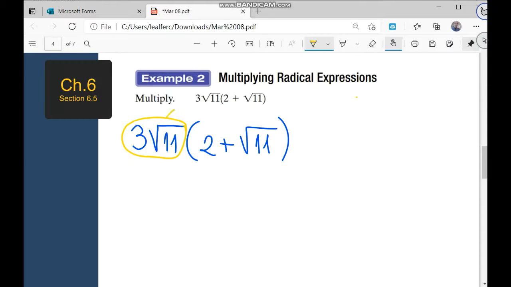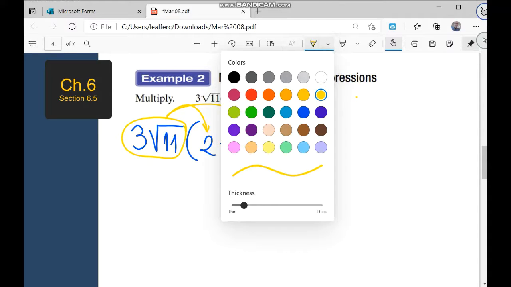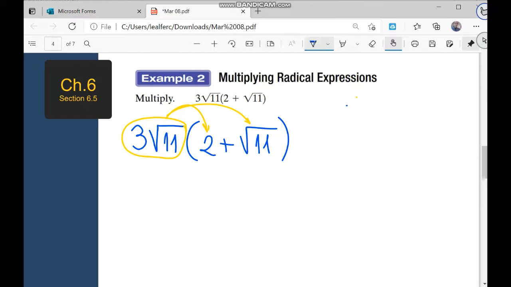Remembering and applying the distributive property, because you're going to multiply this term by the first one inside the parentheses and also by the second one inside the parentheses to find the final answer. Okay? So this is going to be equal to 3 square root of 11 times what? Times 2, the first term.